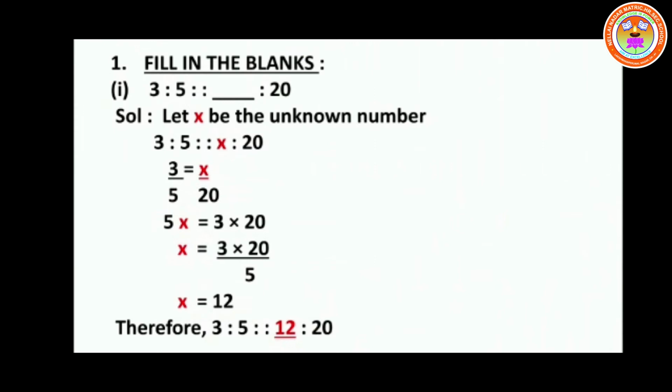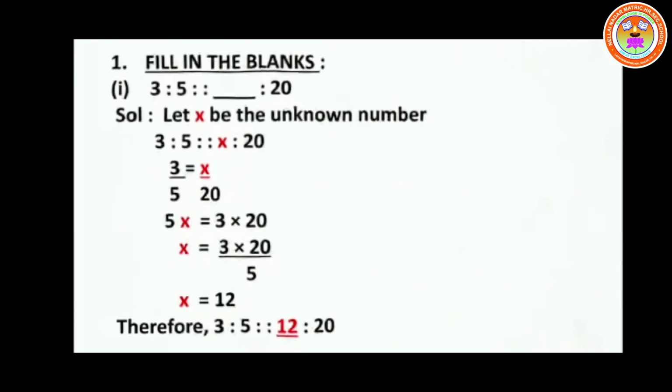Now cancel in the 5 table. 5 4s are 20, you will be getting. So the answer is x is equal to 12. Therefore 3 is to 5 is equal to 12 is to 20 is your answer.